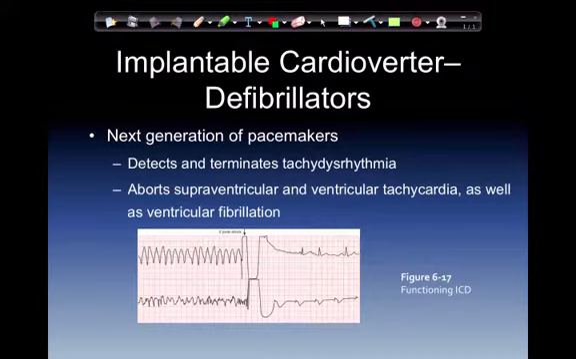Implantable cardioverting defibrillators. The next generation of pacemakers detects and terminates a tachydysrhythmia upon seeing it. It also aborts SVTs and VTAC as well as VFib. So it senses what the rhythm is doing and applies a shock at much fewer joules than we have to, and hopefully will convert the rhythm.